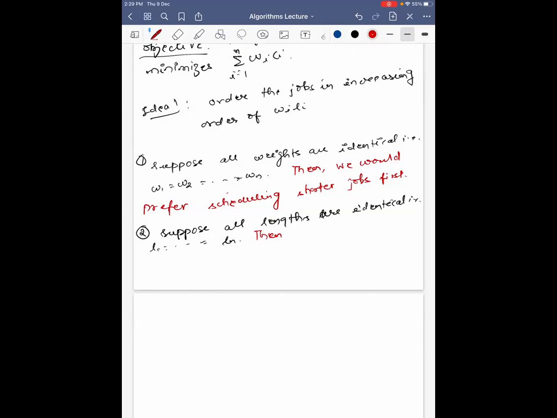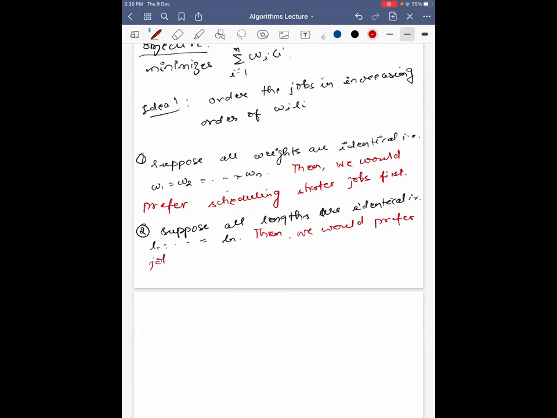Okay, so then we would prefer jobs with larger weights. And it also kind of fits with what we are trying to do, right? Because each weight is essentially a priority of that job, and of course we want to schedule jobs with higher priority first. Okay, so this makes sense.